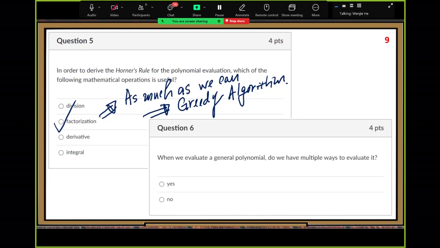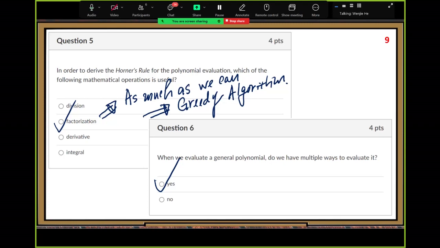Number 6, when we evaluate a general polynomial, do we have multiple ways? Yes, that's simple. In your project, you use multiple ways, right? In your project, you use at least 3 different methods to evaluate the same polynomial.